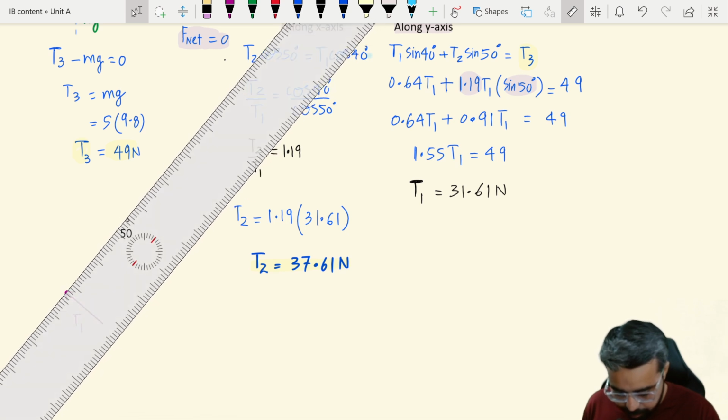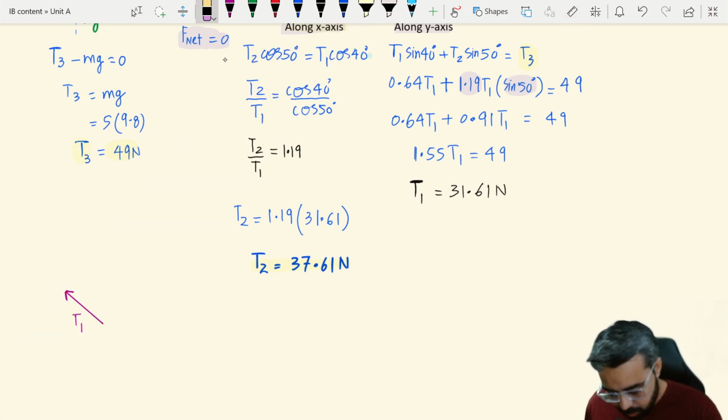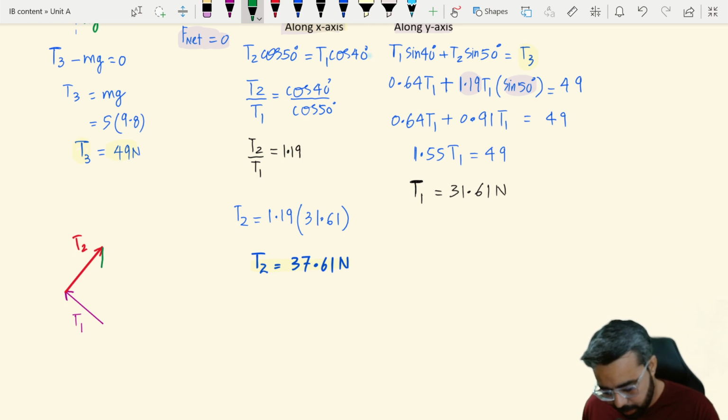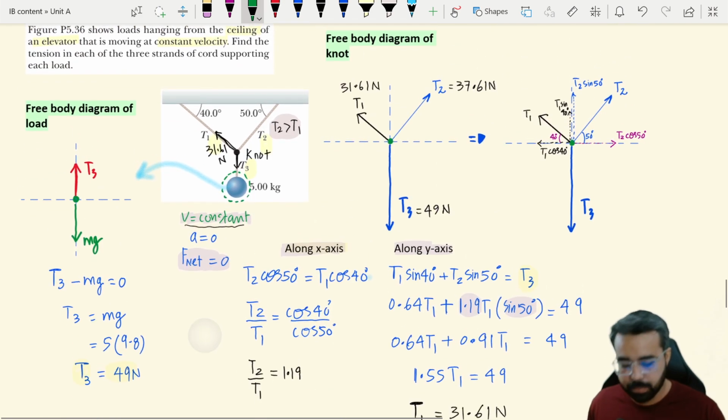So if I draw this arrow, look at this arrow like this. So this is T2, right? And you remember where T3 was? T3 was vertically downward. So this is making a closed loop, right? That's why it is in equilibrium. It has been proved once again.